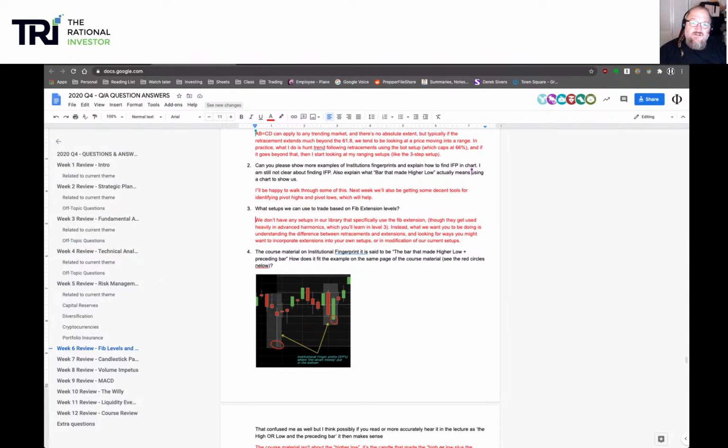What setups can we trade based on fib extension levels? So we don't have any setups in our library that specifically use fib extensions, except the bot, though they get used heavily in advanced harmonics, which you'll learn in level 3. Instead, what we want you to be doing is understanding the difference between retracements and extensions and looking for ways you might want to incorporate extensions in your own setups or in modifications of the current setups. It's very common to take setups that we have in the library and modify them to make them your own. I've done that. That's why I shared my version of the bot, which has momentum indicators, but the bot as it's in the library does not have those.